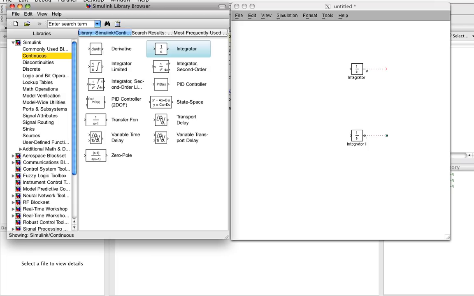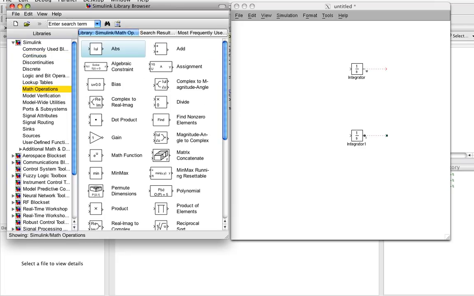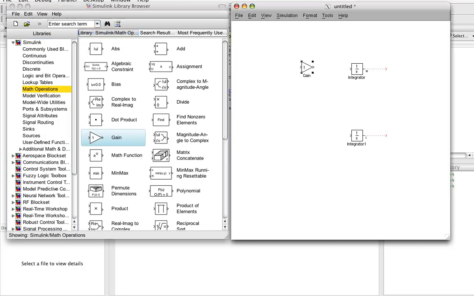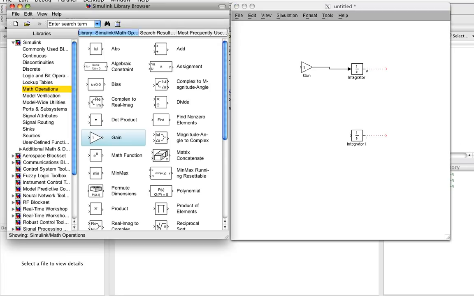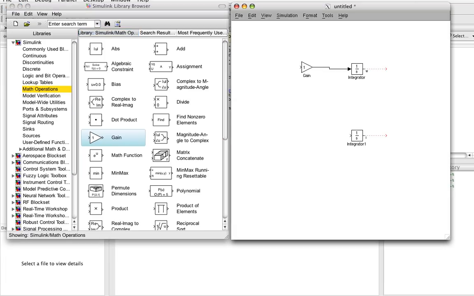Now, we'll implement the omega one first. The input to this integrator is kt over il times I. So that means that we need to scale I by a gain. So this gain we're going to put right here. We'll connect that up to the input of the integrator. And then we'll connect the input of the gain, hopefully.